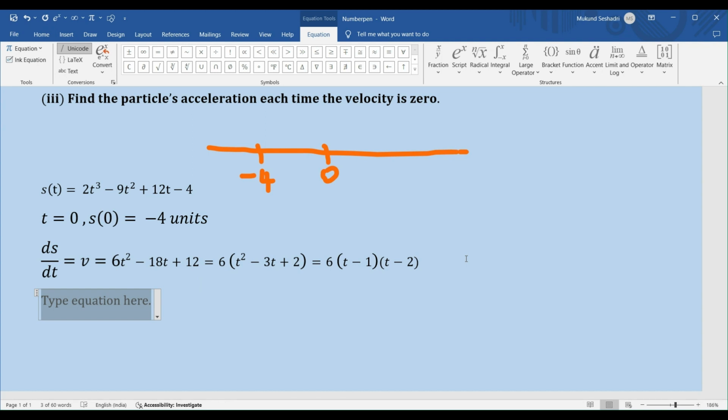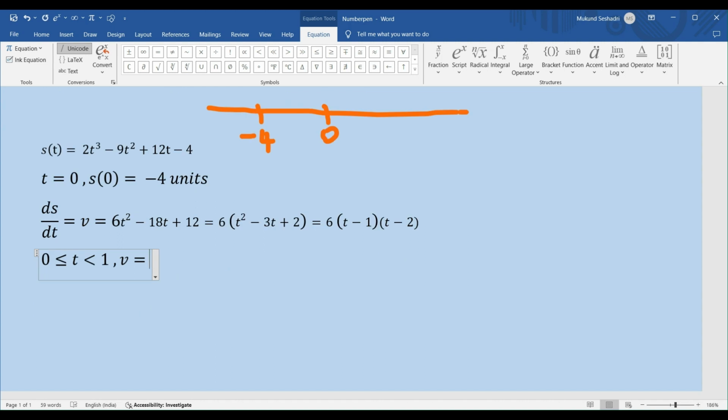So I start off from t equals 0, which means that 0 is less than or equal to t less than 1. What is my v? My v is going to be given by the equation 6 times (t minus 1) into (t minus 2), which is going to be positive, right? Why is that? Because your t minus 1 is negative, and your t minus 2 is also negative. So your t minus 1 times t minus 2 is going to be positive, right?